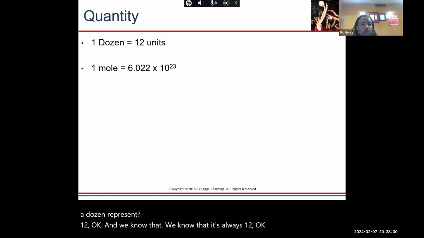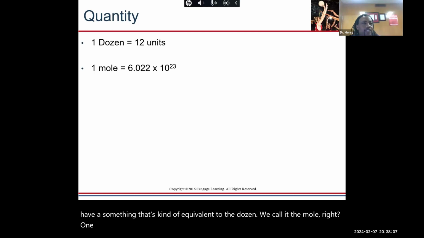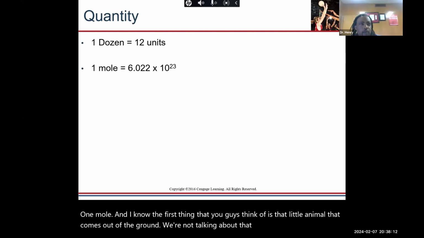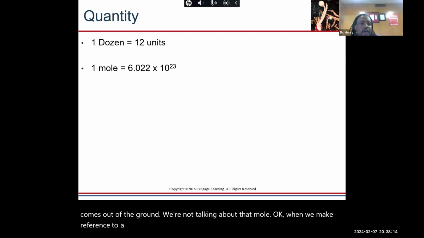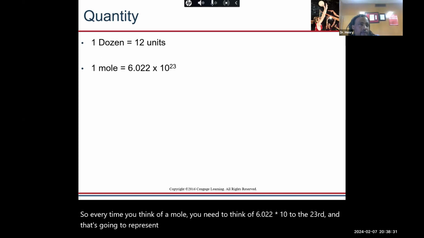Now in chemistry, we have something that's kind of equivalent to the dozen. We call it the mole, right? 1 mole. And I know the first thing that you guys think of is that little animal that comes out of the ground. We're not talking about that mole, okay? When we make reference to a mole, the value of a mole is going to be 6.022 times 10 to the 23rd, okay? So every time you think of a mole, you need to think of 6.022 times 10 to the 23rd. And that's going to represent the quantity of something.